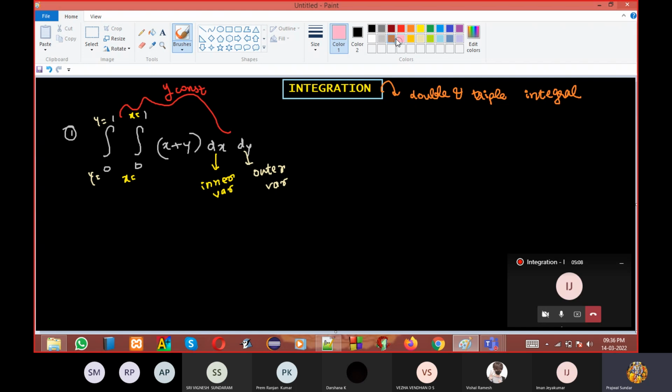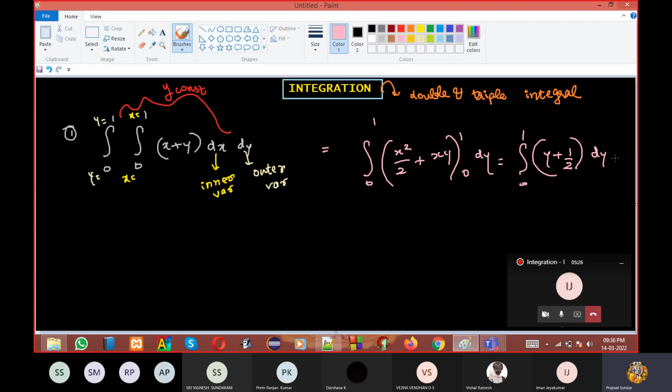It's very simple, but you need practice, correct? All simple, but you need practice. So if you're keeping y constant, it will become x squared by 2 plus xy from limits 0 to 1, dy. Substitute 1 and 0, so 1 by 2 plus y, so y plus half dy. So this will be the integral from 0 to 1; finishing the integration, y squared by 2 plus y by 2 from 0 to 1. So this will be 1 by 2 plus 1 by 2, equal to 1. Very simple, but you have to be familiar with it. I hope there's not going to be any problem in this.